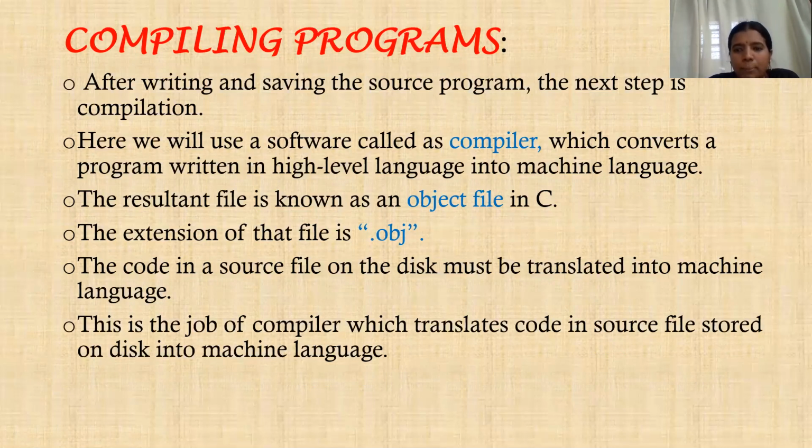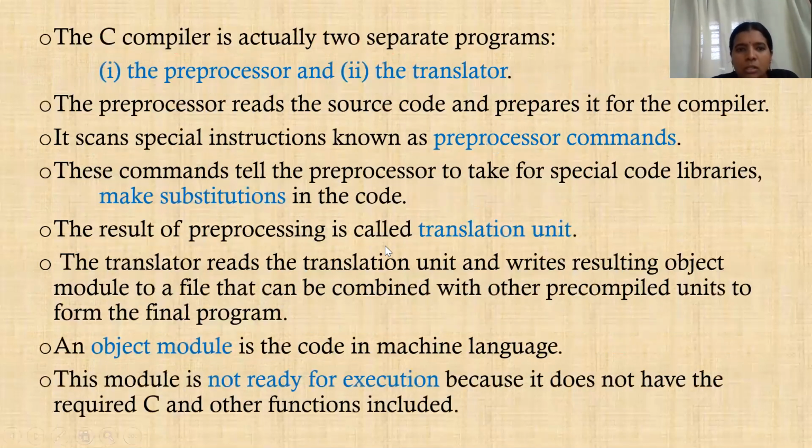The output of a compiler is an object code, which takes source code as input, and the file is stored with a .obj extension. Compilation is basically a two-step process. The first step is called pre-processing and the second step is called translation. In pre-processing, a set of special instructions called preprocessor commands is available, which make substitutions into the code in the pre-processing step.